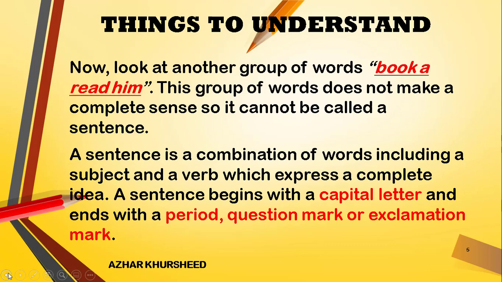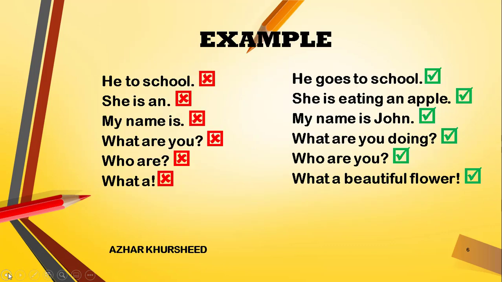A sentence is a combination of words including a subject and a verb which expresses a complete idea. A sentence begins with a capital letter and ends with a period, question mark, or exclamation mark. Let me clear one thing over here: usually students think that any combination of words makes a sentence. Let me give another instance here, with examples of correct and wrong.